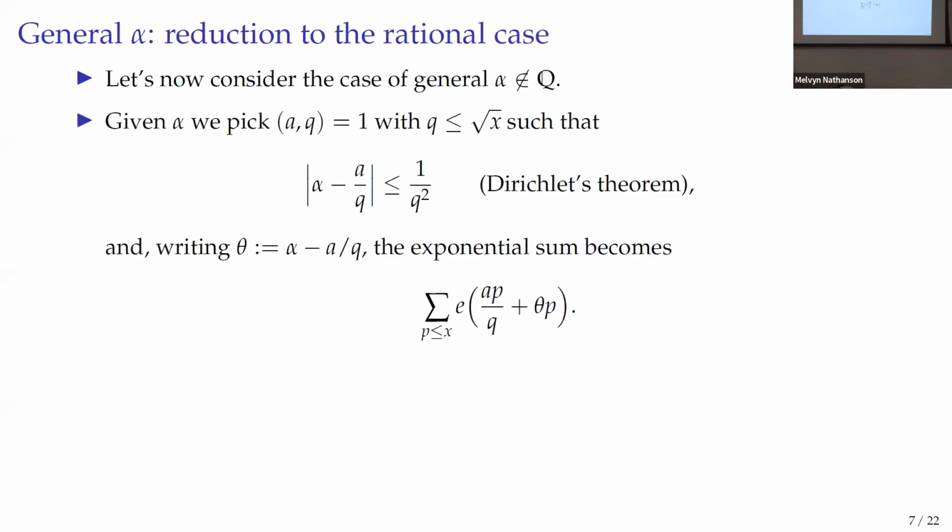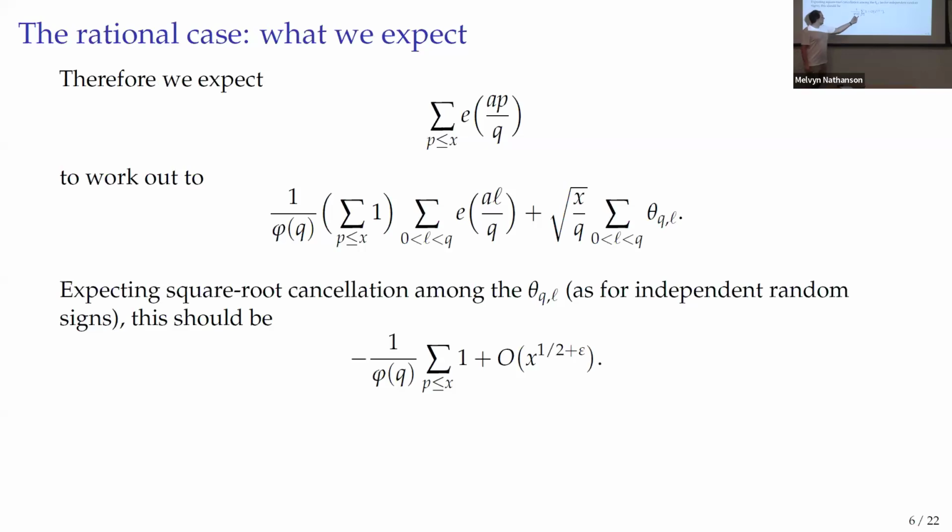I'm going to pick alpha irrational, and I'm going to use Dirichlet's theorem. So I take any alpha irrational, and by Dirichlet's theorem, I can find a fraction which approximates it with error 1 over q squared. And I can make q less than square root x. Why do I make q less than square root x? Well, you see it already in this heuristic. Taking q bigger than square root x makes no difference for bounds.